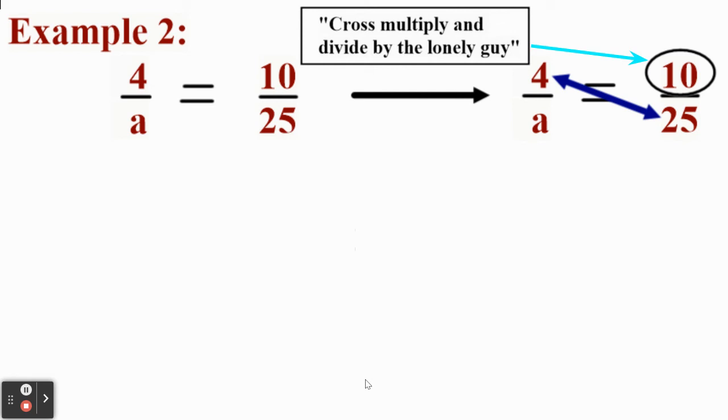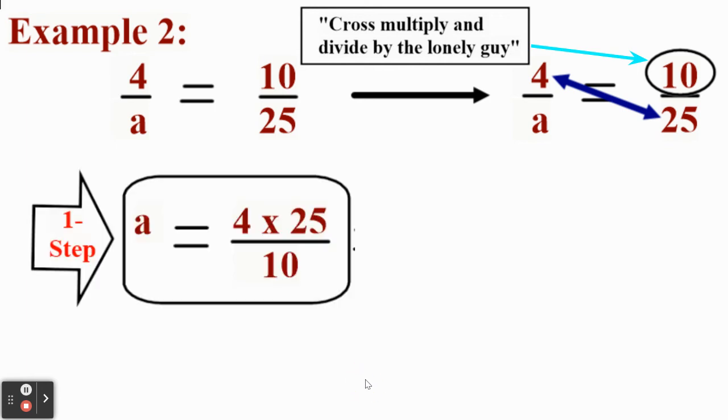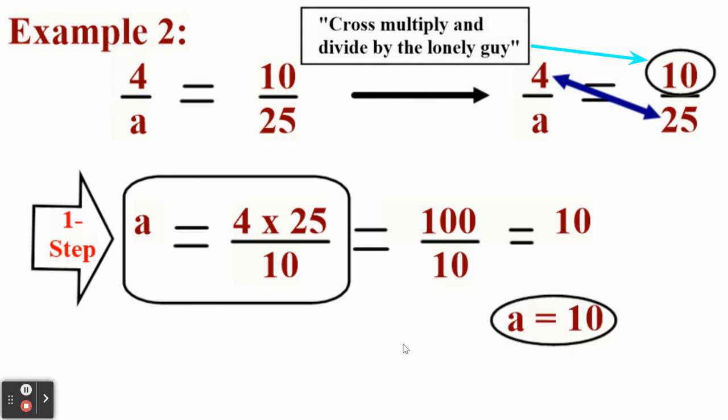There's number 10. Because again, 10 would be multiplying with the A. He's lonely. He only got a letter. He wants a number. So what do we do? 4 times 25 divided by 10. Cross multiply, 4 times 25. Divide by 10. He's the lonely guy. 4 times 25, well, that's 100. And look how simple this answer becomes when A equals 10.